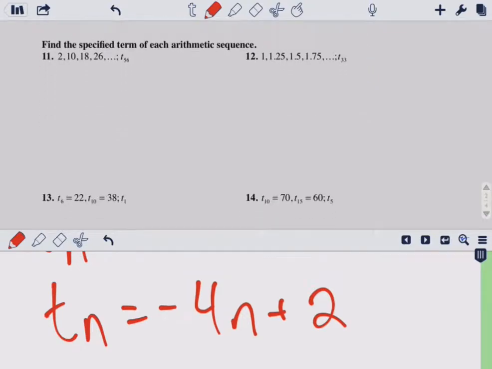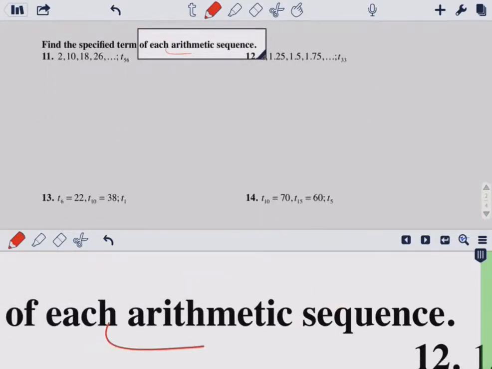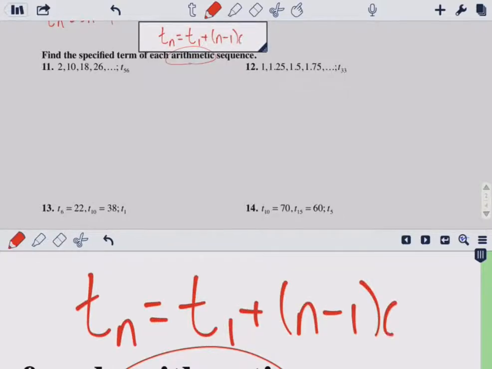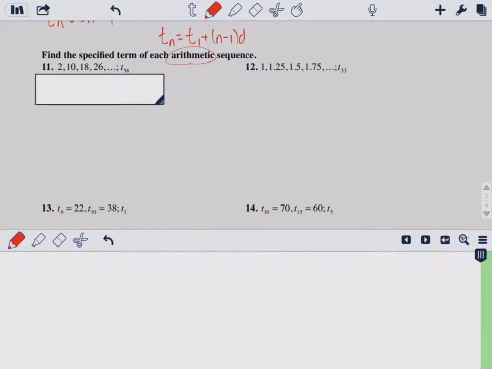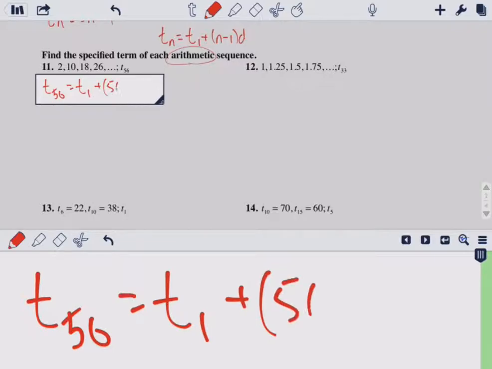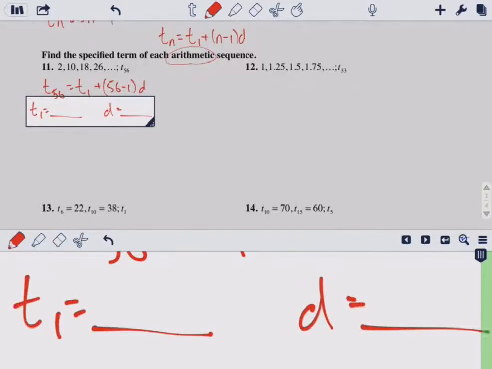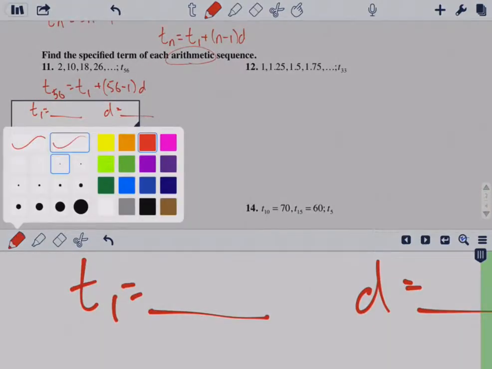Okay. Find the specified term for each arithmetic sequence. Again, that makes it t sub n is equal to t sub 1 plus n minus 1 times d. Okay, so we want t sub 56, which is equal to t sub 1 plus 56 minus 1 times d. Okay, so we need t sub 1. Okay, and we need to know d. Okay, well I can pick those out just from the given information.